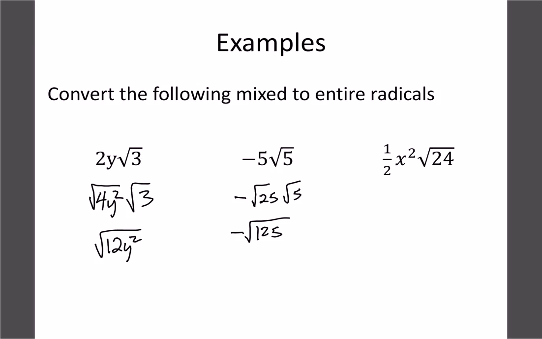And our last one, we have a half, so a half times a half is actually a quarter. And x squared times x squared will give you x to the 4th. Multiply that by 24, so we end up getting 6x to the 4th, because 24 times a quarter gives you 6.